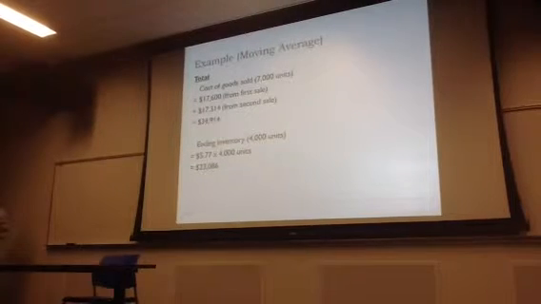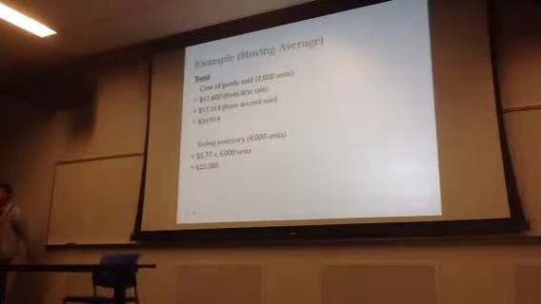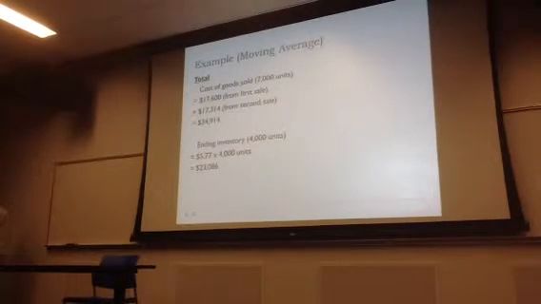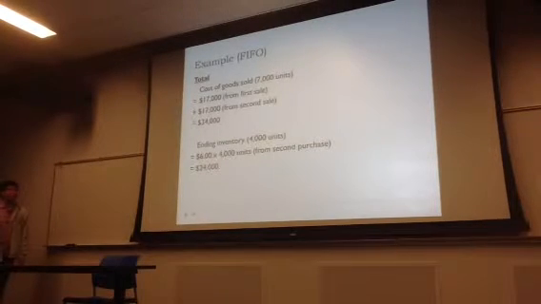So once again, add the two up and you're going to get $34,914 as your total cost of goods sold and $23,086 as your ending inventory. You can compare that against our first in, first out answers and you can see that there is a slight difference.